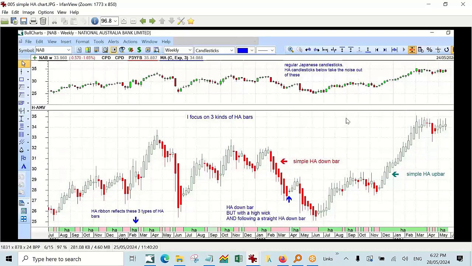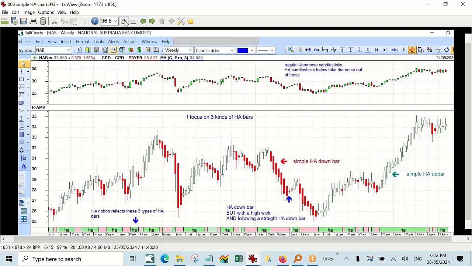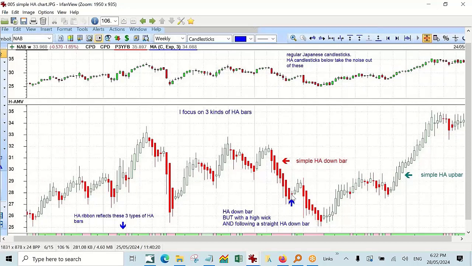I'm just interested in 3 of these Heikin Ashi candlesticks. The simple down bar, the red ones here. The simple up bar, the green ones here. And also a third one, this one here, I'll try and zoom in a bit more. It's a down bar, this one here, but it's got a high wick at the top there. Can you see that? And it is also following a straight down bar.